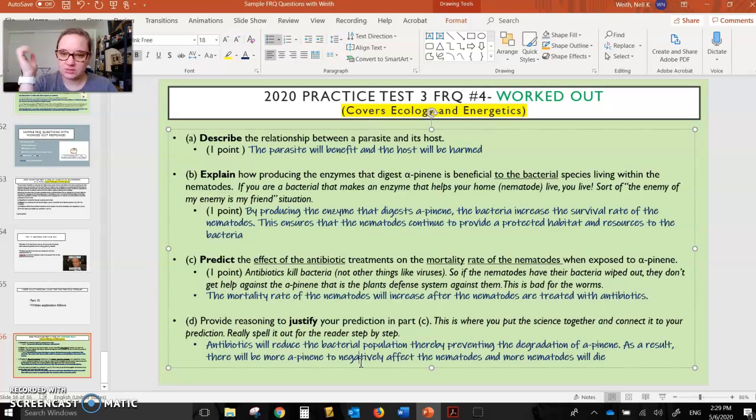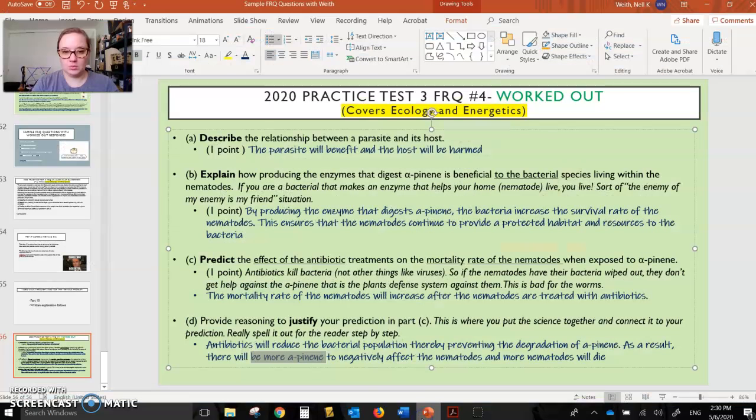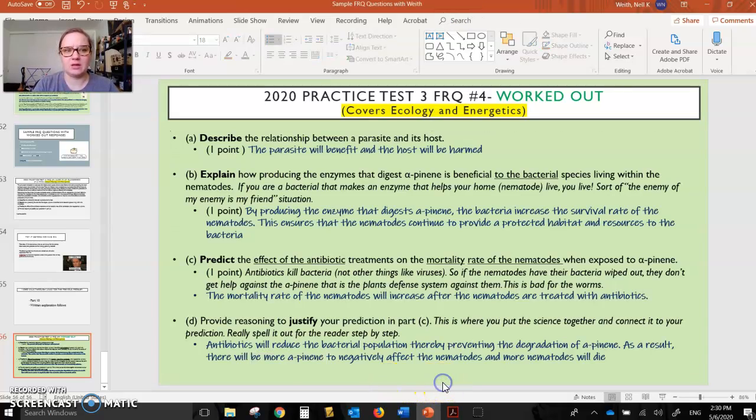So provide reasoning to justify. This is where you're putting the science to connect why the use of antibiotics is bad for these worms. It reduces that bacterial population. They're not able to degrade the alpha-pinene because of it, because the worm isn't doing that. It's their bacteria friend that's helping them do that. So as a result, there will be more alpha-pinene to negatively affect them. There will be more of the chemical produced by the tree, because the enzyme was degrading it, and now it's not, and that chemical is the defensive mechanism of those trees. Okay, plants are really cool.